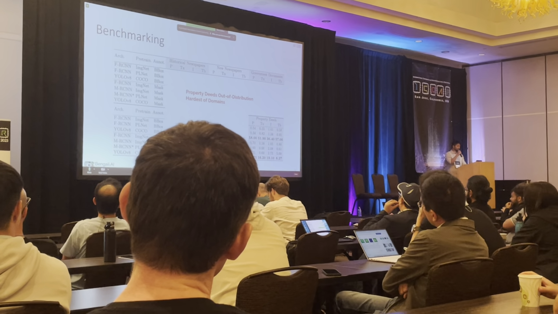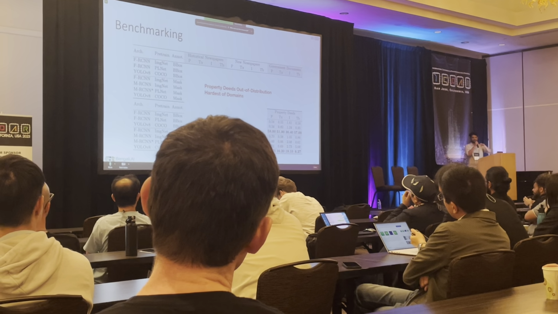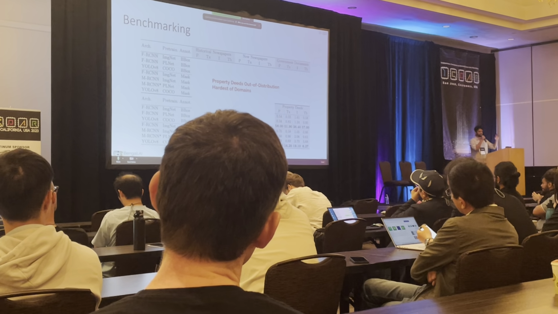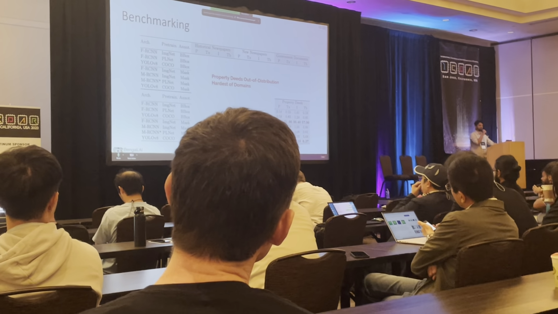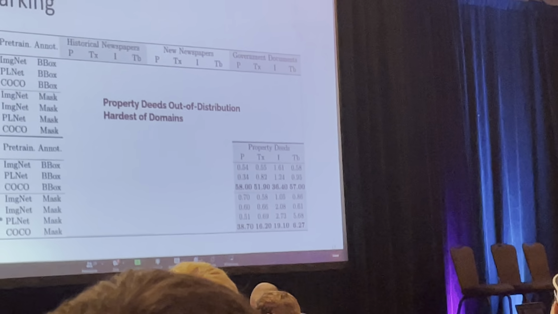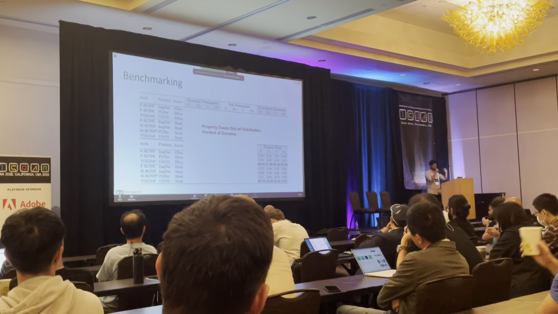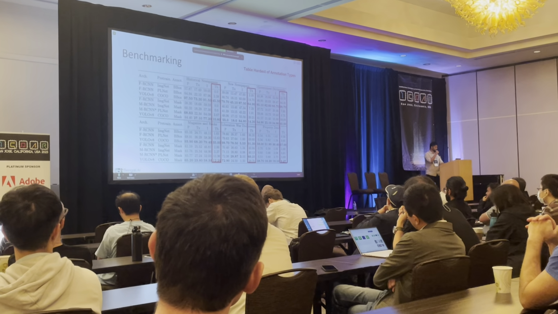We also see that property deeds, like I was saying before, we keep property deeds only in the test set and we don't keep it in the training set, so it's sort of out of distribution. And we see that, as expected, property deeds is where the model fails the most. It's also quite challenging because property deeds have logos, signatures, and a lot of handwritten stuff in those samples, so it's one of the harder domains.